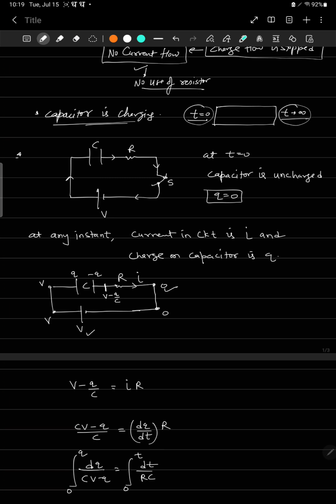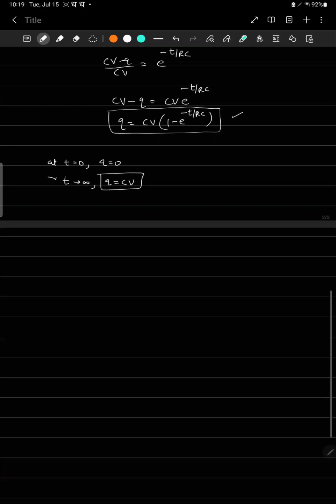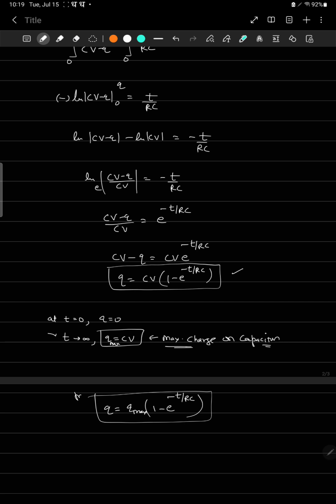So if I ask what the maximum voltage drop on any of the elements should be, it could be V only. When the voltage drop on the capacitor is V, the charge stored on the capacitor will be CV, which is nothing but the maximum charge on the capacitor. It can be written as Q max. So the formula comes out to be Q equal to Q max times 1 minus e to the power minus t by RC. That's it. This is an important function now.